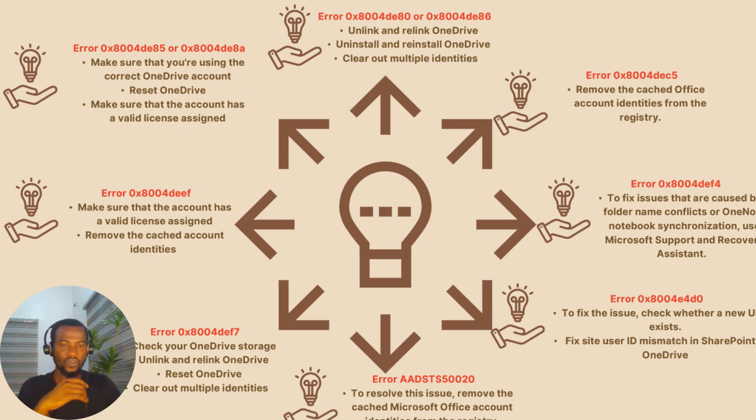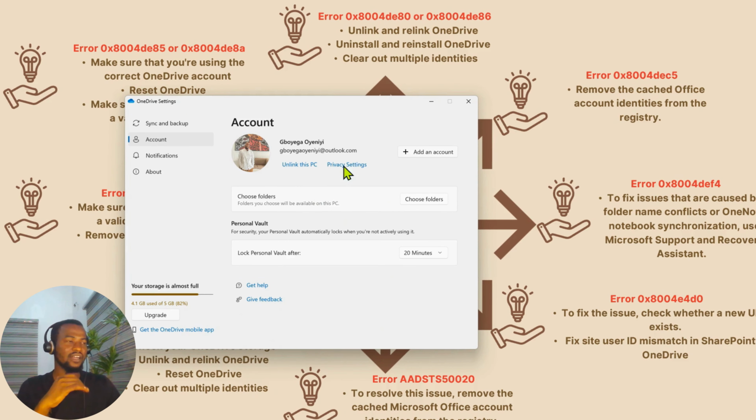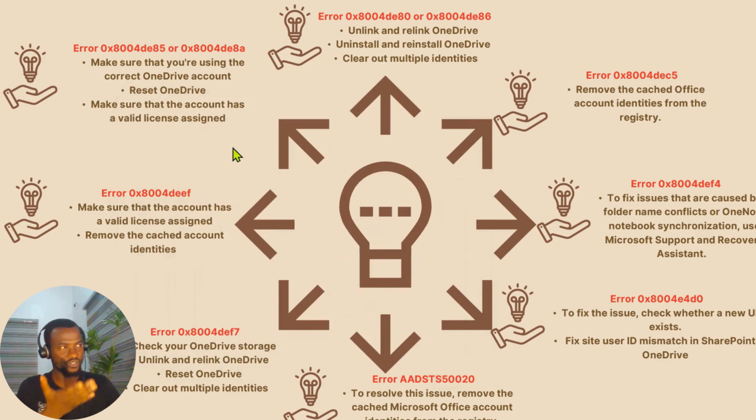The first one is to confirm the account. To confirm which account is signed in, you just need to take the same steps as the first one, which is to go to the taskbar, right click, then go to settings. Under settings, you'll be able to see the account that is signed in. Once you've checked that, if it's not the right account, you proceed to change it to the right account.